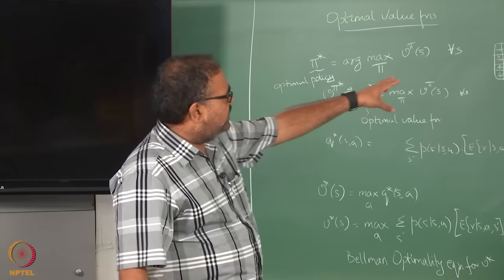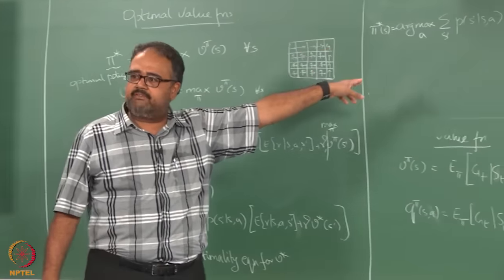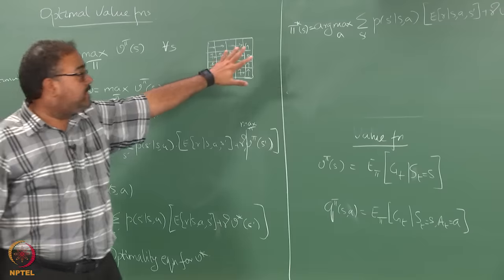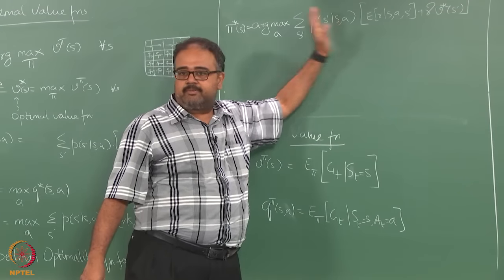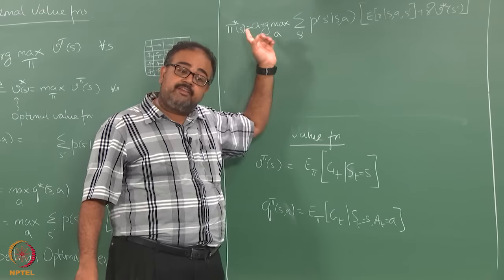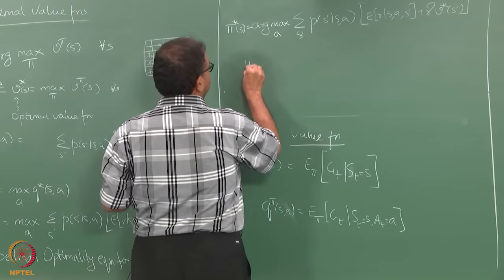Okay, so it's a little tricky. I still need to know P and I still need to know the expected values and other things. Even if somebody gives me the value function, I still need to know the rest of the parameters of the MDP for me to recover the optimal policy. But suppose somebody gives me the Q function, how will I recover the optimal policy?